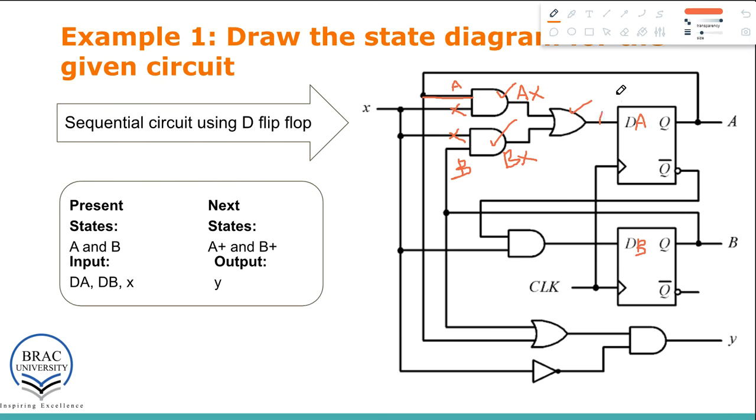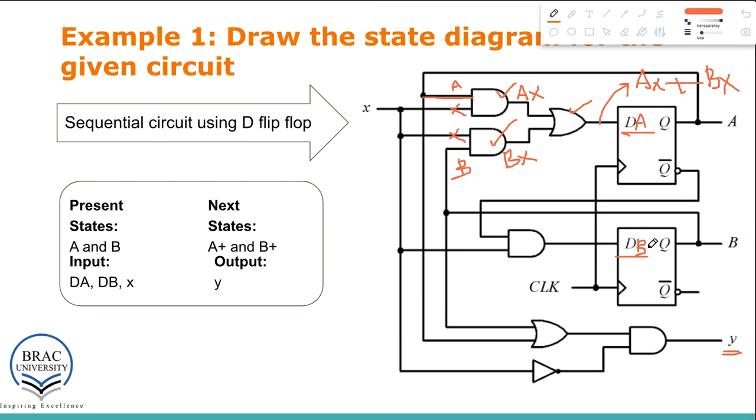So this DA actually produces AX plus BX. So DA equals AX plus BX. This is the equation for DA. Similarly, we'll find the equation for DB, and the equation of Y. So what are we doing? We're trying to find the equations for the flip-flop inputs and the external output. In the next step we're going to find the flip-flop input equations and the external output equations. I've already derived the equation for DA.